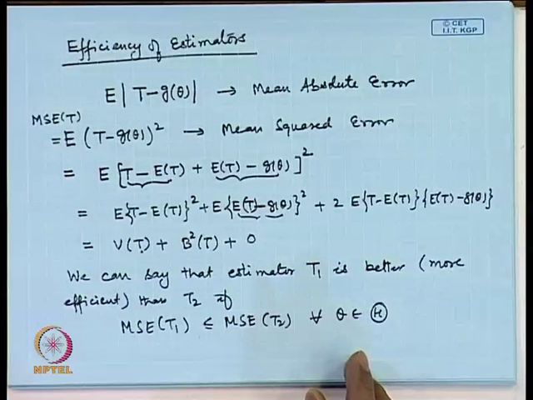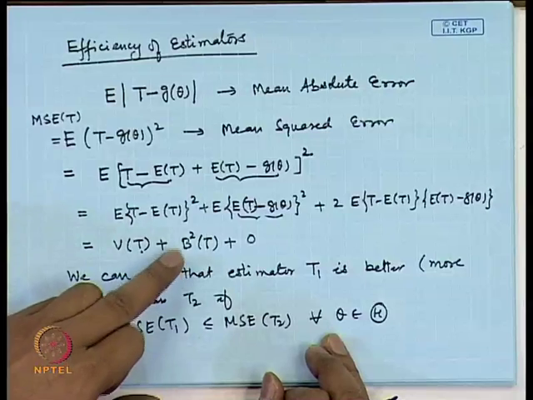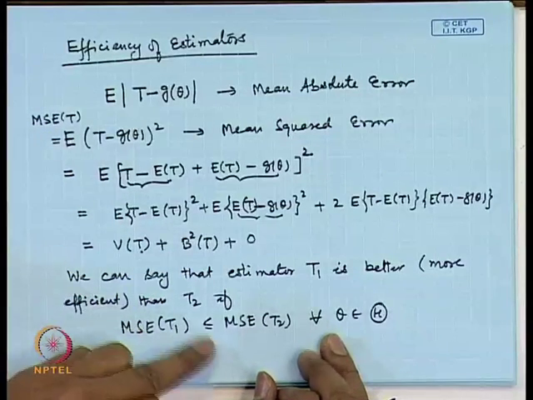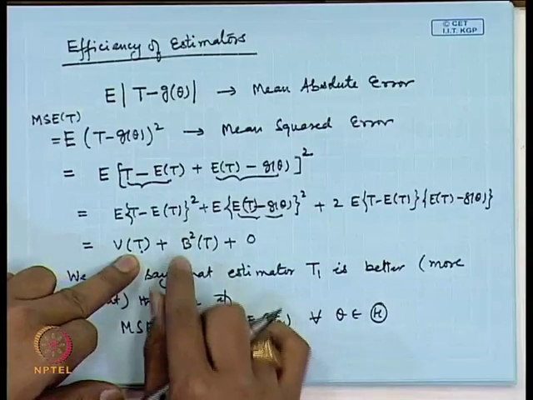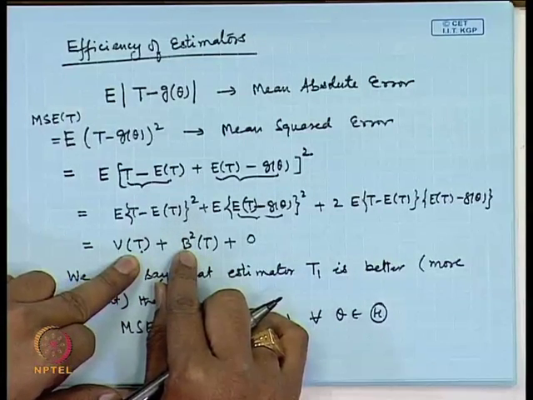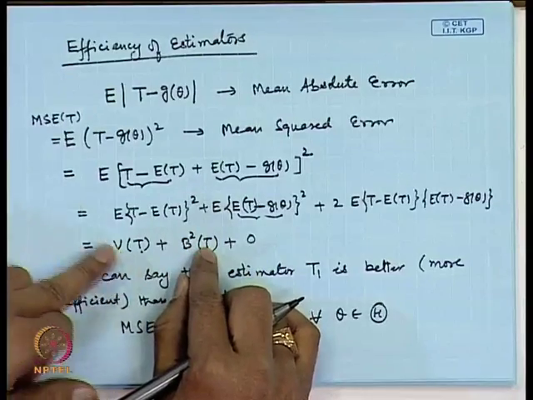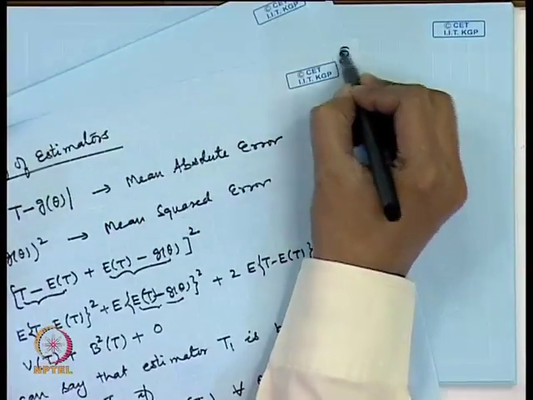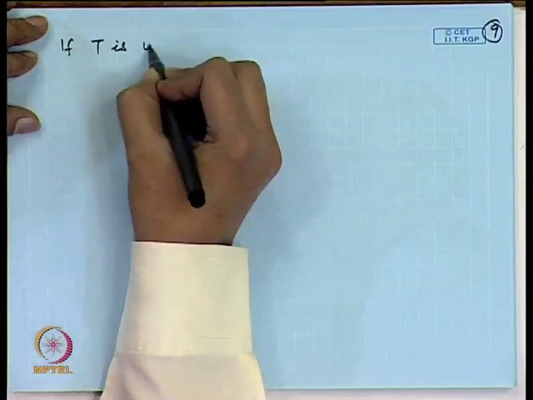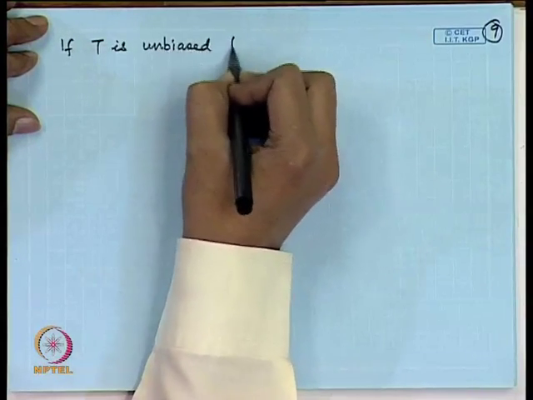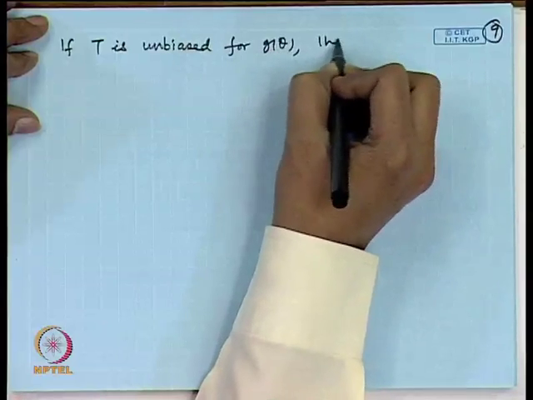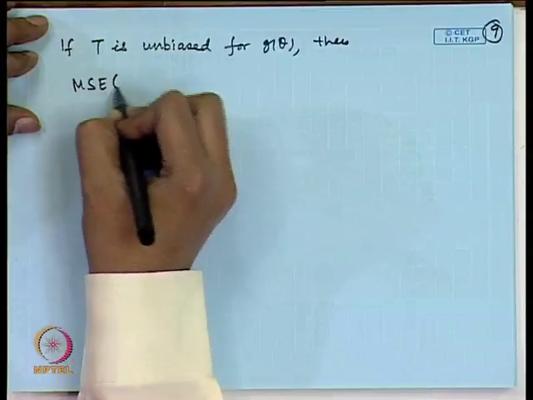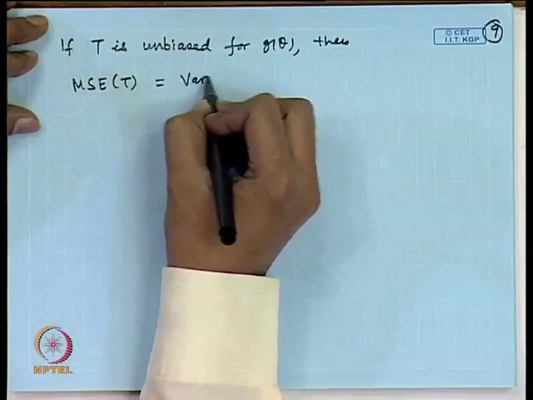Now, in the context of unbiased estimation, this concept of mean squared error being smaller is equivalent to variance being smaller. For example, if the estimator t is unbiased, then bias will be 0 and the mean squared error will be equal to the variance. If t is unbiased for g theta, then mean squared error of t is simply the variance of t.